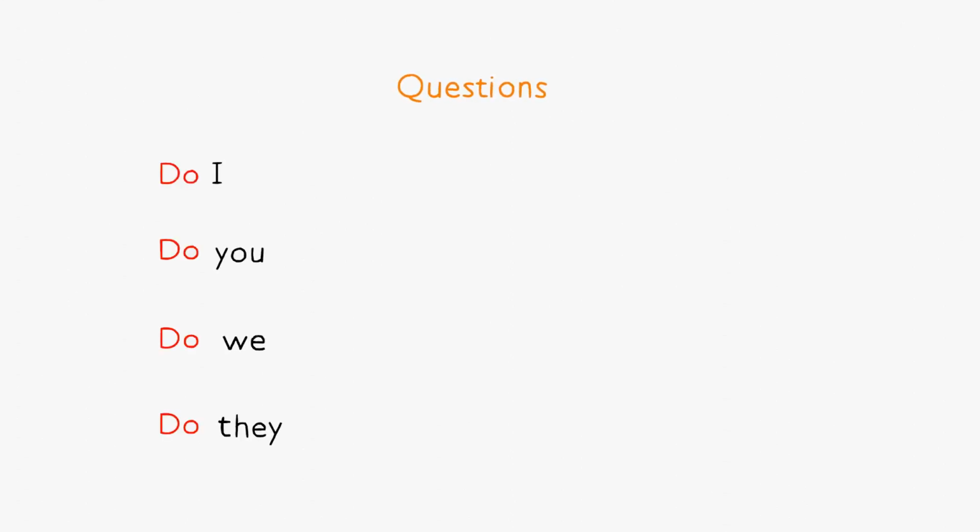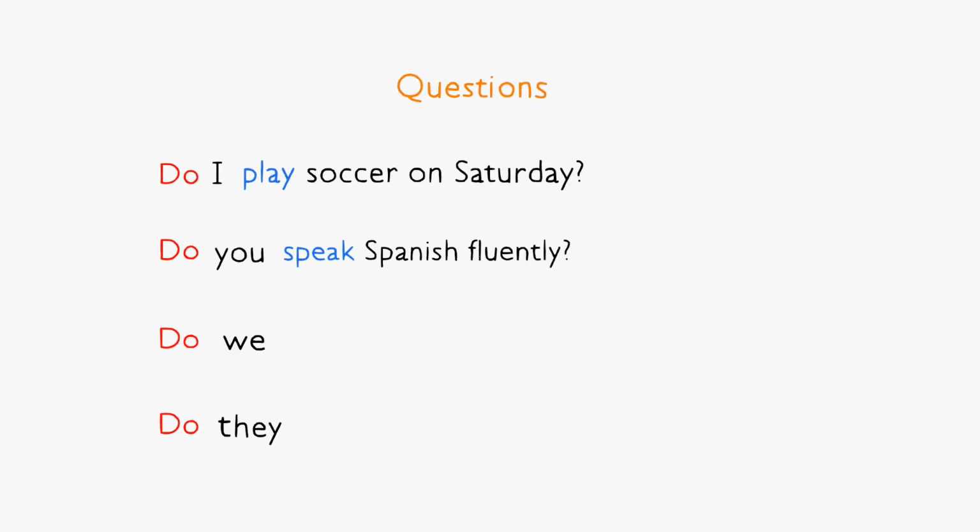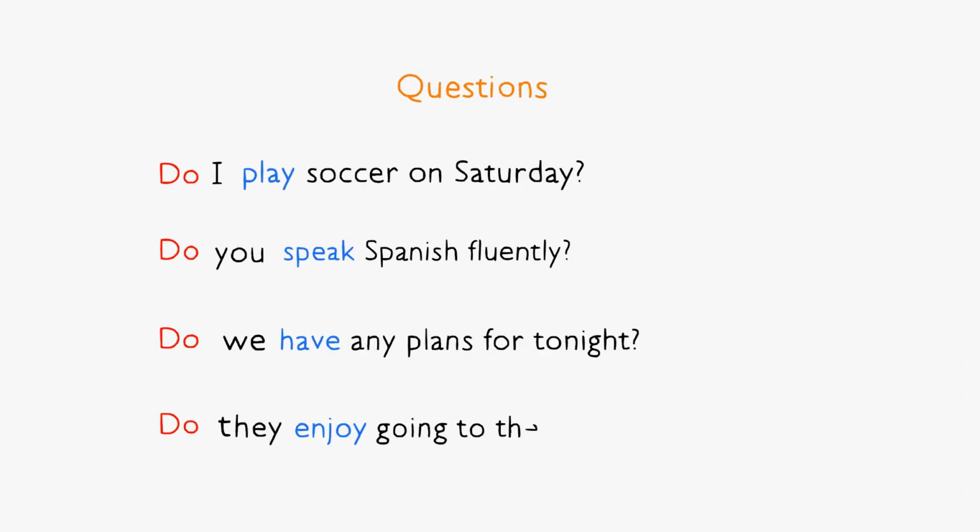Now, let's see how questions are formed in the simple present tense. To form questions with the pronouns I, you, we, and they, we place the auxiliary verb do before each personal pronoun. For example, do I play soccer on Saturday? Do you speak Spanish fluently? Do we have any plans for tonight? Do they enjoy going to the beach?